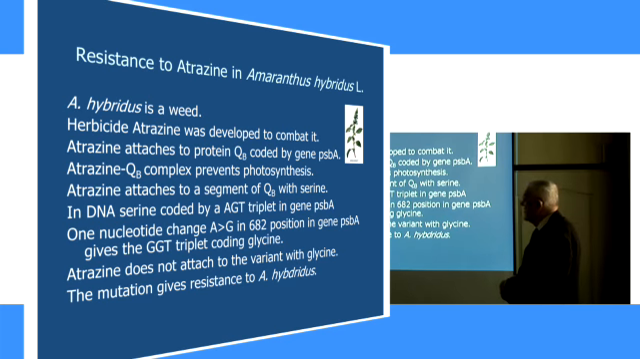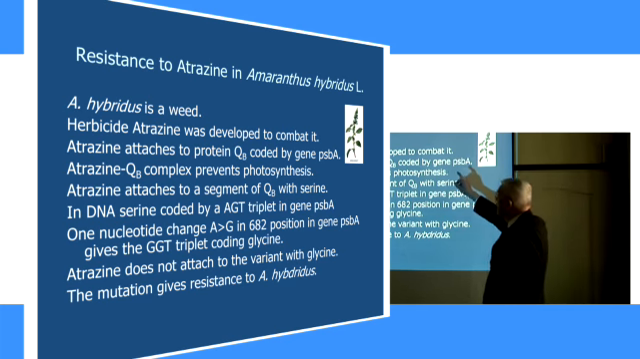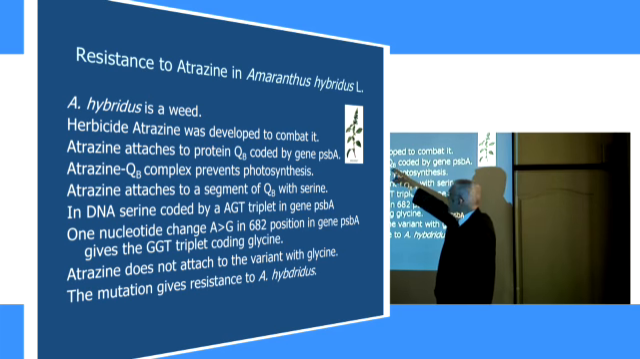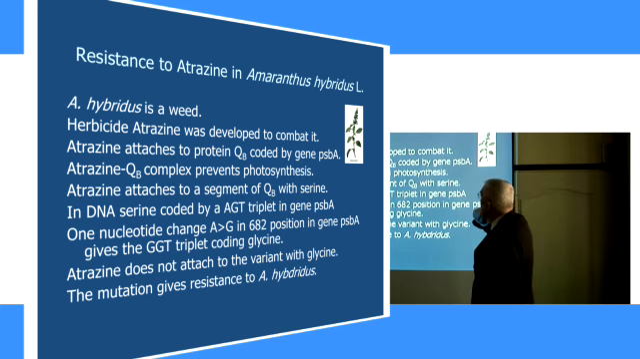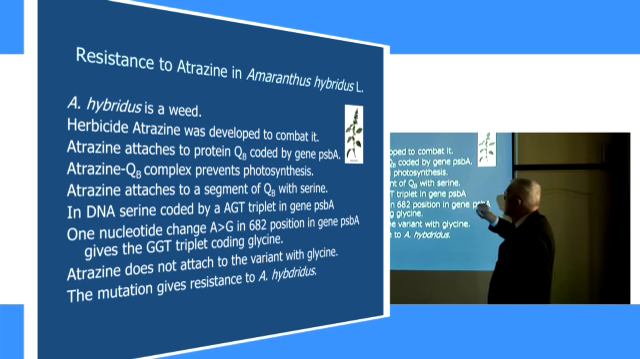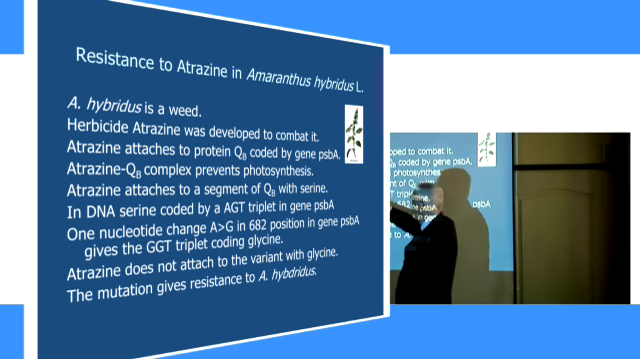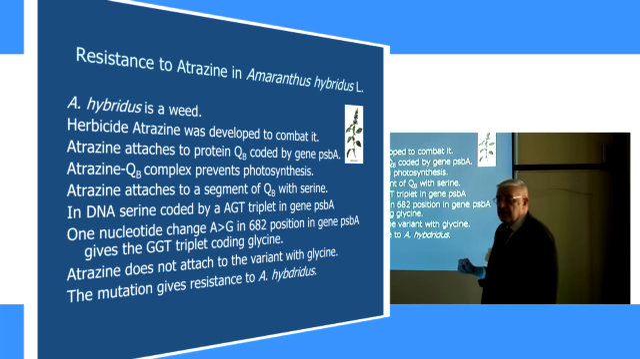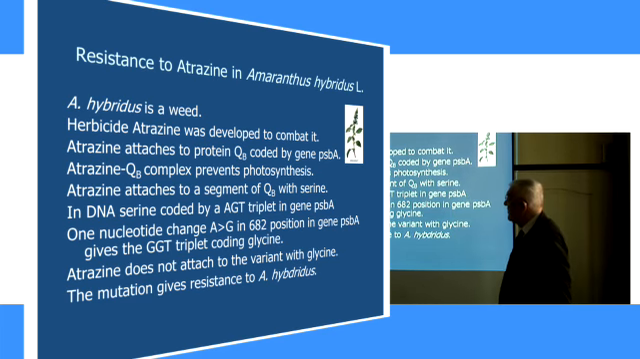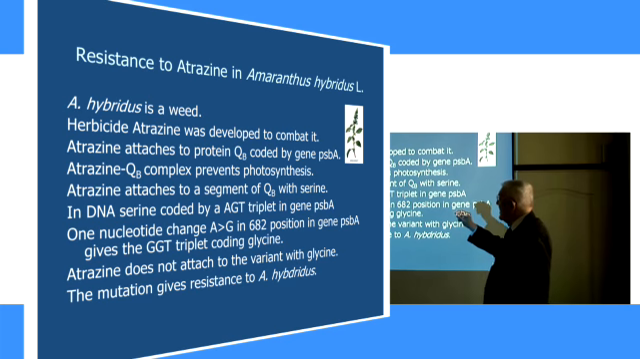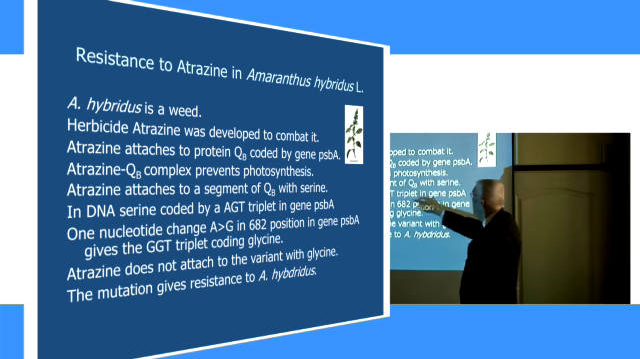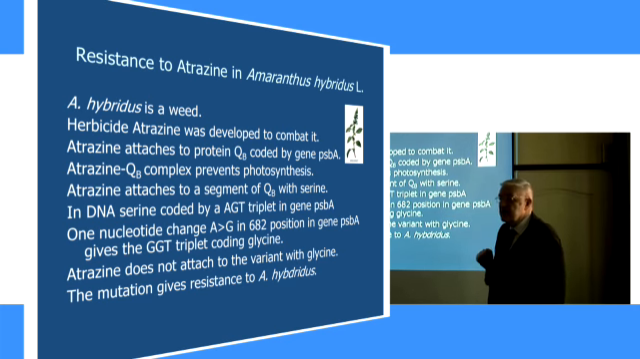And it operates in such a manner that atrazine, this chemical, attaches to a protein, which is symbolized by QB, which is present in the plant. It is coded by gene PSBA. And this atrazine-QB complex prevents photosynthesis. So the plant is unable to live and it dies. Atrazine attaches to a segment of this protein. And in that particular segment, in one place, there is the amino acid serine.